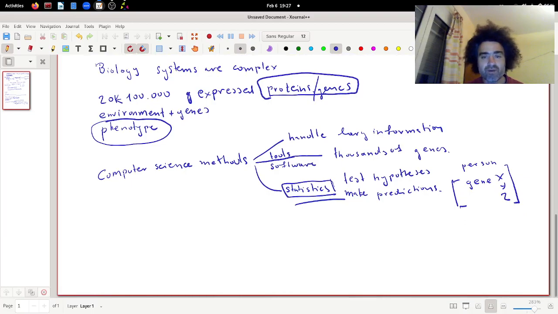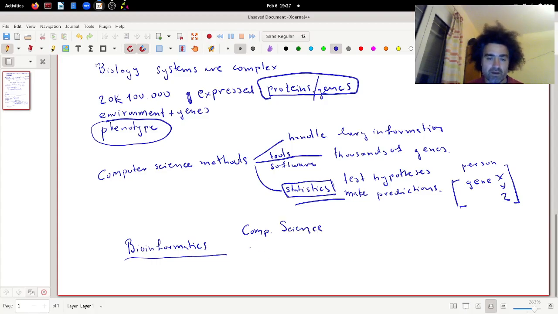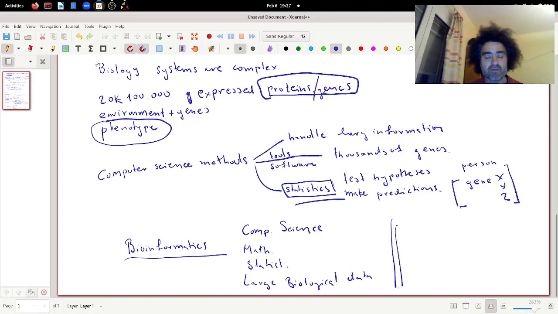Therefore, I hope that I have convinced you that bioinformatics in reality, at least methodologically, is a set of tools, software and methods from computer science, mathematics and statistics, applied on large biological data. Now this is the methodological part.